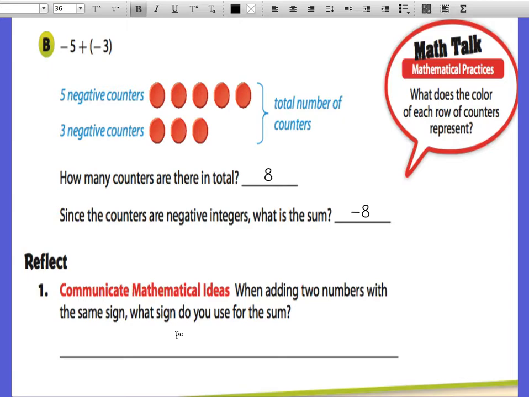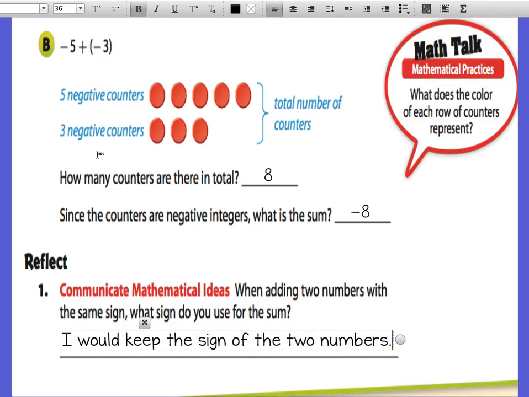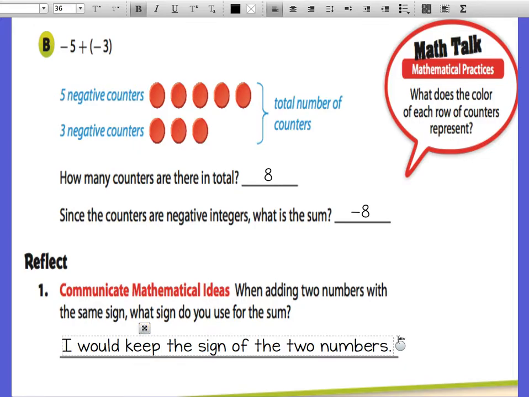Right, so in looking at our first reflect question, when adding 2 numbers with the same sign, what sign do you use for the sum? Right, so when I'm adding 2 numbers with the same sign, in this case negative and negative, and previously positive and positive, we can just say I would keep the sign of the 2 numbers. So if both signs are the same, I keep my sign. And that's something really important to remember here. When we're adding positive and negative integers, if the sign is the same, we keep the sign.